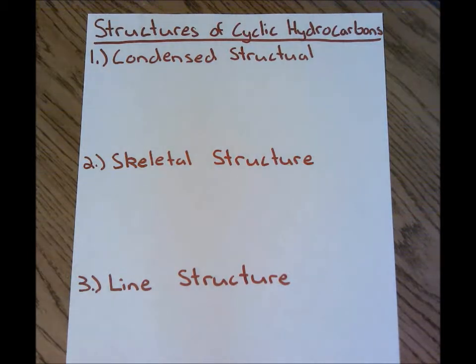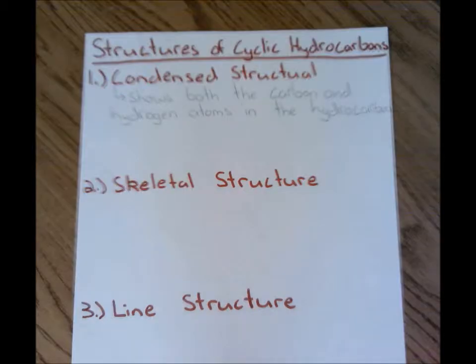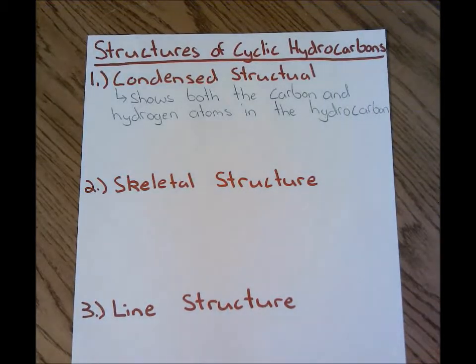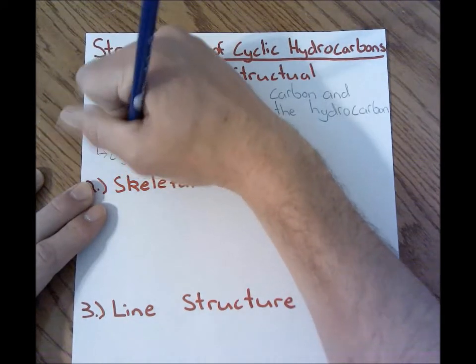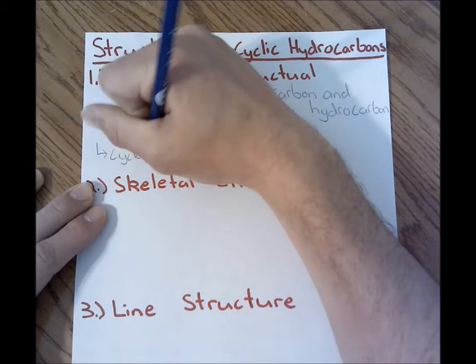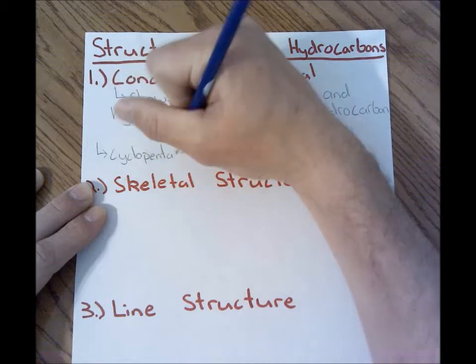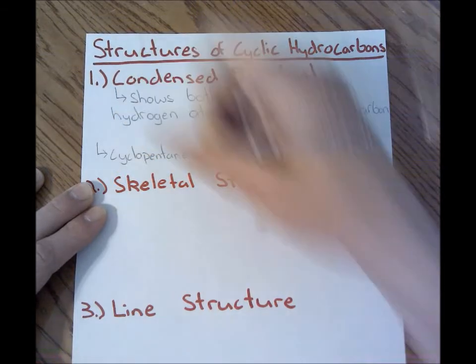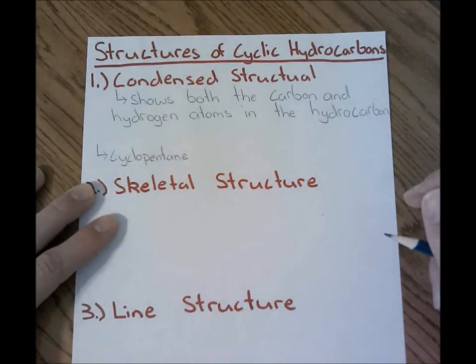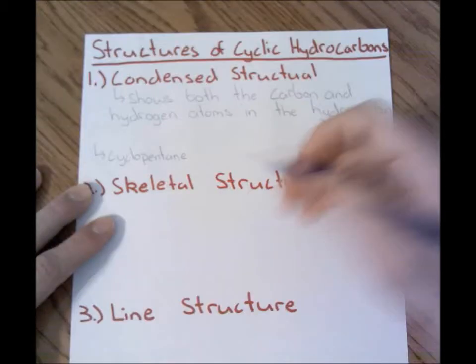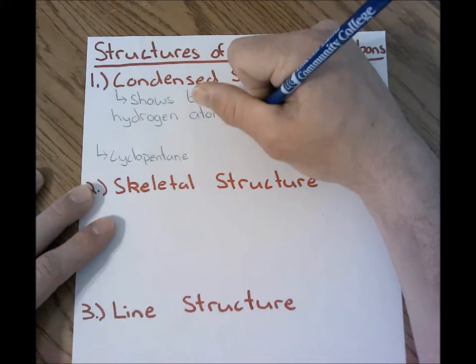Now, a condensed structural formula shows both the carbon and hydrogen atoms in the hydrocarbon. So an example of this would be pentane. How about cyclopentane? So in cyclopentane, cyclo means it's in a ring structure. Pentane means there are 5 carbons. So it would show both the carbon and the hydrogen atoms, and so it would look like this.